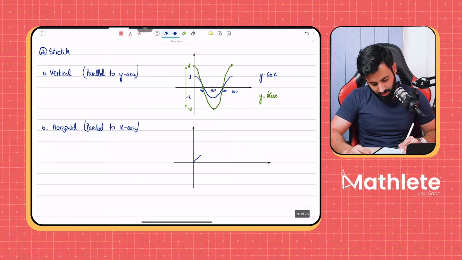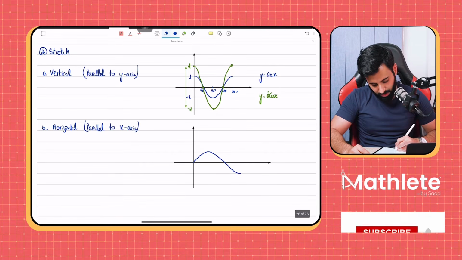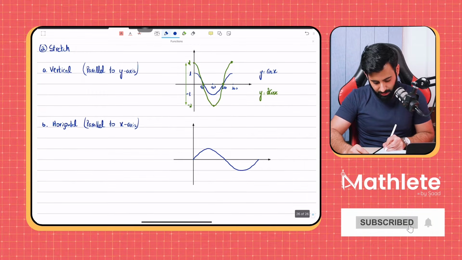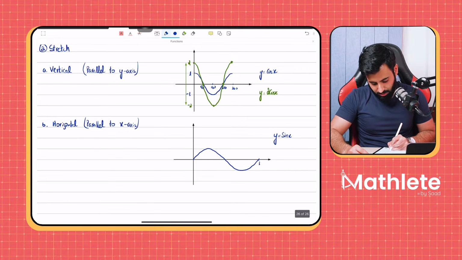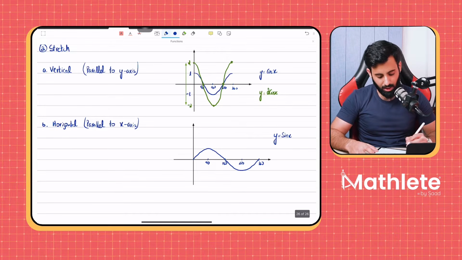Let's say we take a graph of y equals sine x. So what I'm drawing in blue is the graph of y equals sine x. Something that we're all familiar with from 0 to 360. So here's 360, here's 180, here's 90, and in between 180 and 360 we have 270. So here's 1, here's minus 1.